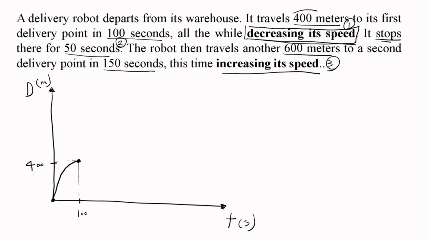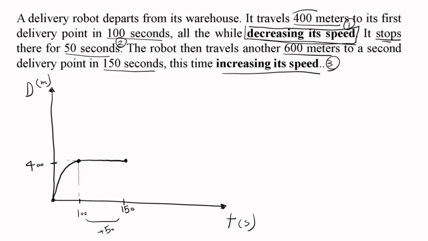And it stops for 50 seconds. So I must add 50 seconds here. It's going to be 150, and because this robot is not moving, the distance is not going to increase, right? It's going to remain 400, and you definitely know when the object is not moving and the speed is 0, we are going to have a straight horizontal line, and we just connect them with a horizontal line.